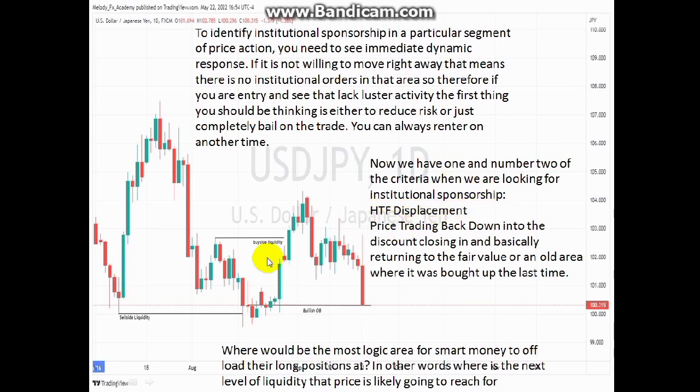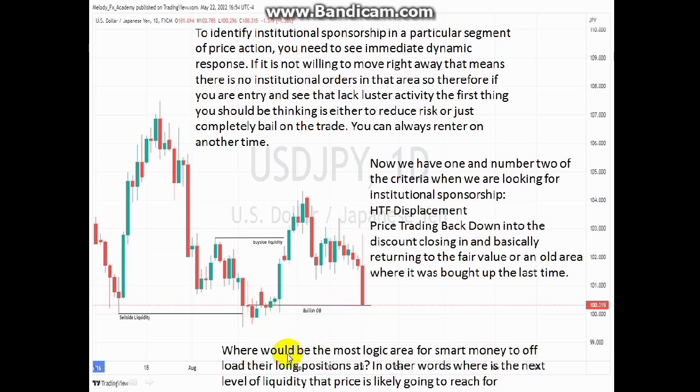We have higher time frame displacement, which is this. Then we have price trading back down into the discount, closing in and basically returning to the fair value of an old area where it was bought up the last time, which is this move. So this is price returning to fair valuation, trading back to this OB right here. This is price trading back down into the discount, closing in this particular range, and trading back into an area where it was bought up last time.